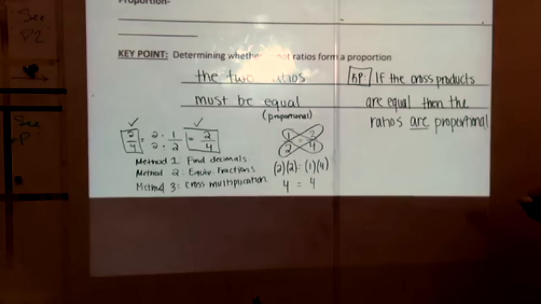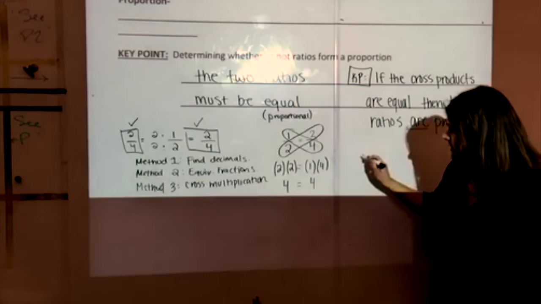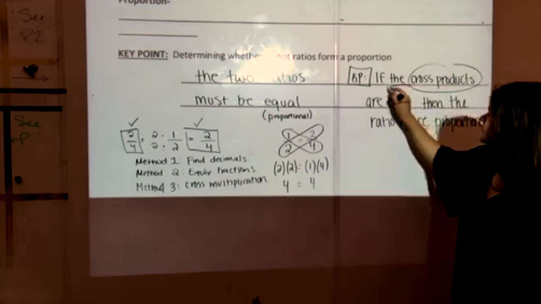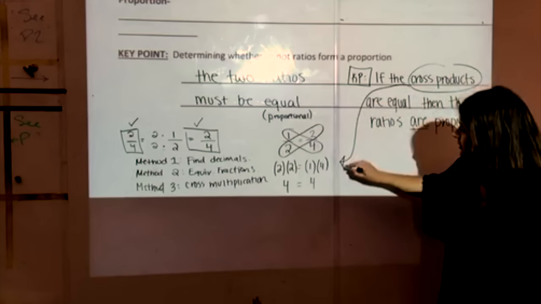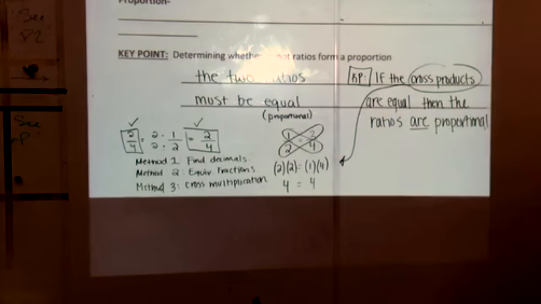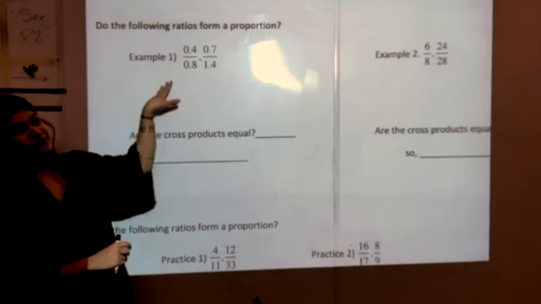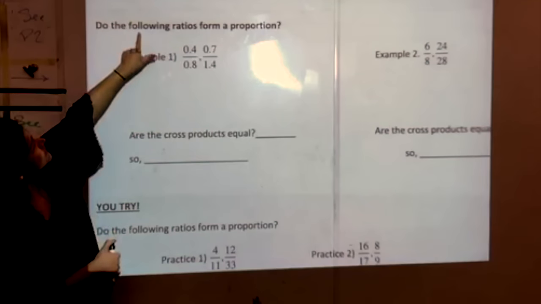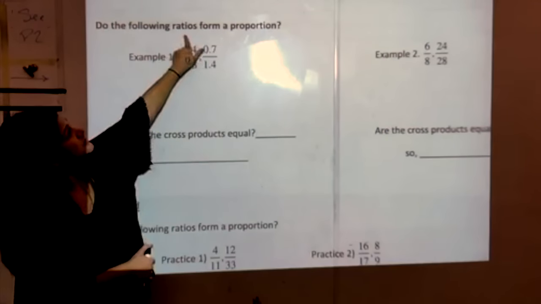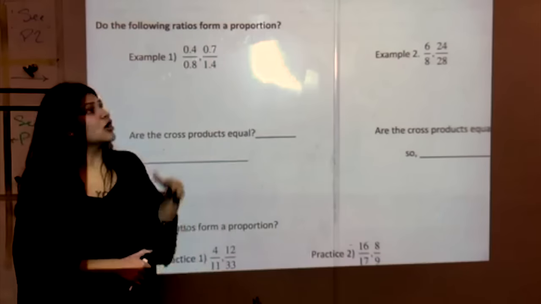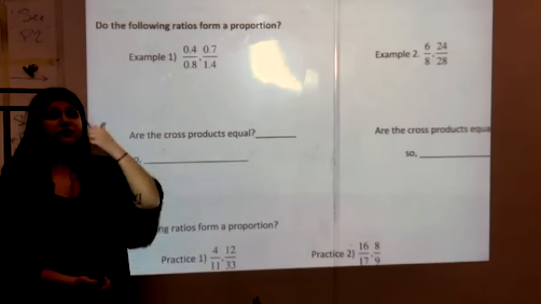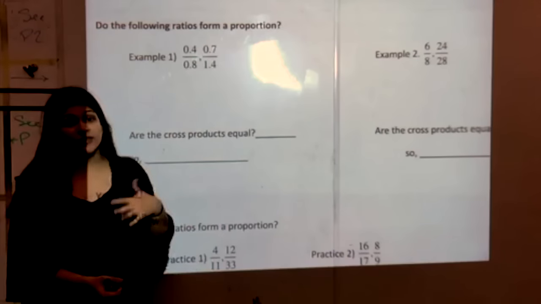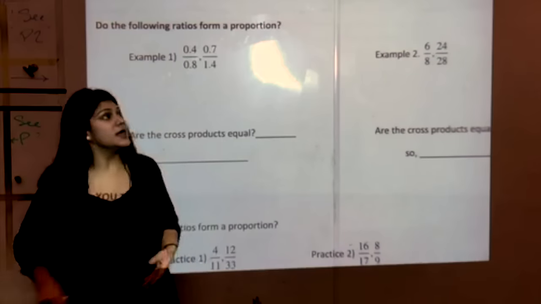Okay. Just to remind you, here is an example of the cross products. These are cross products. We're going to go ahead and work on example 1 together on the next page. So the question is asking, do the following ratios or fractions form a proportion? Meaning, are these equivalent? One of the first ways that I would resort to, but again, that's not the only method that I'm going to use or that I know.